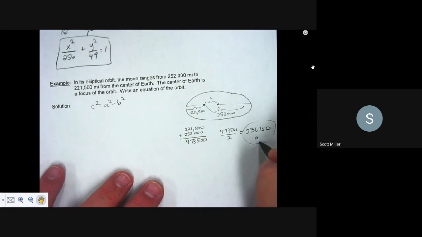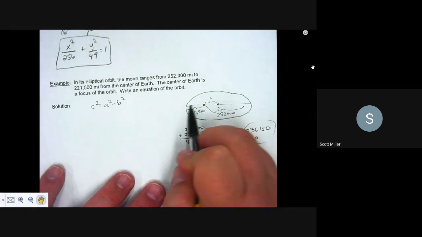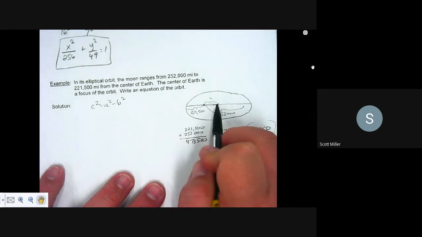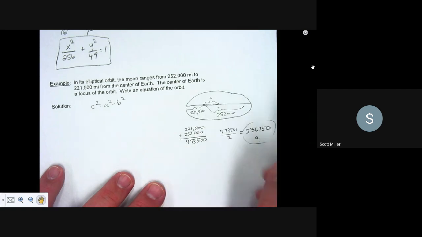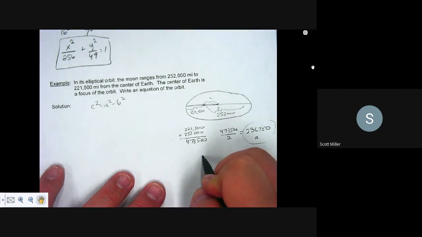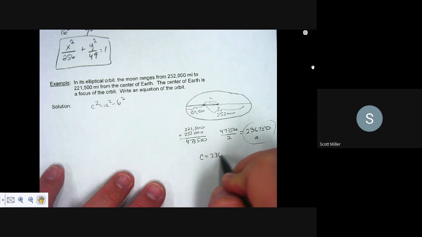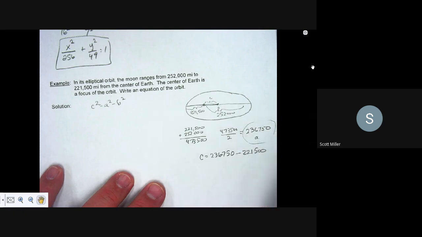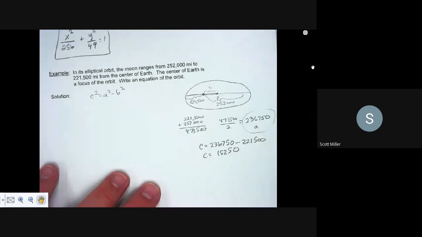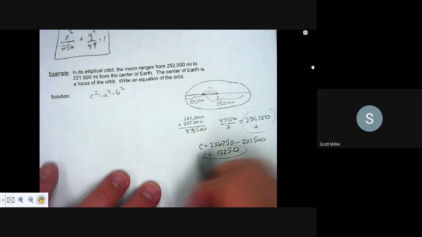And if that is A, then I can take A, this distance right here, subtract this value, and I'll have C. So that means C is the whole thing, the A value, minus this number here, since I have it, and I get C to equal 15250. So now I have C and I have A.